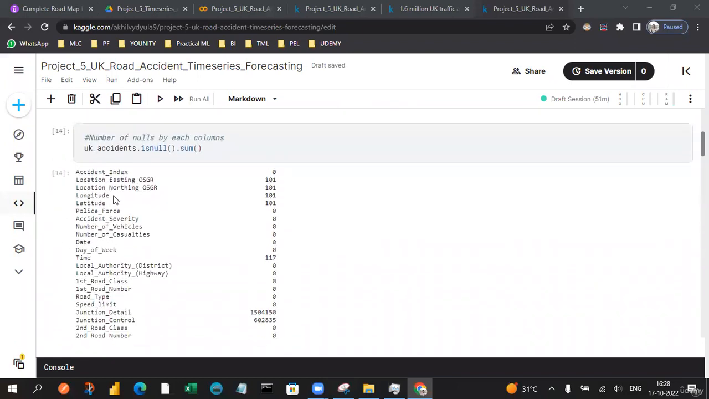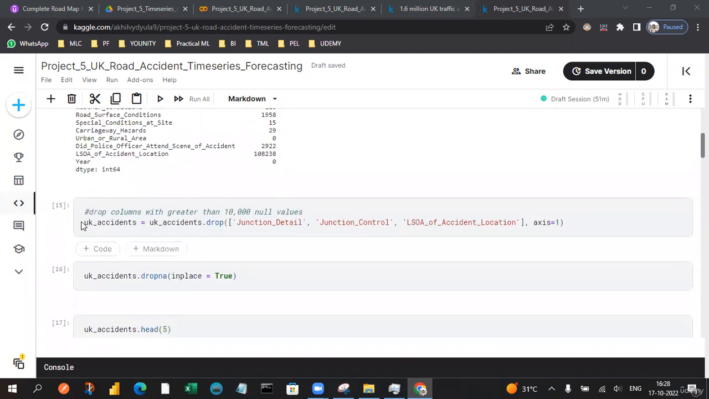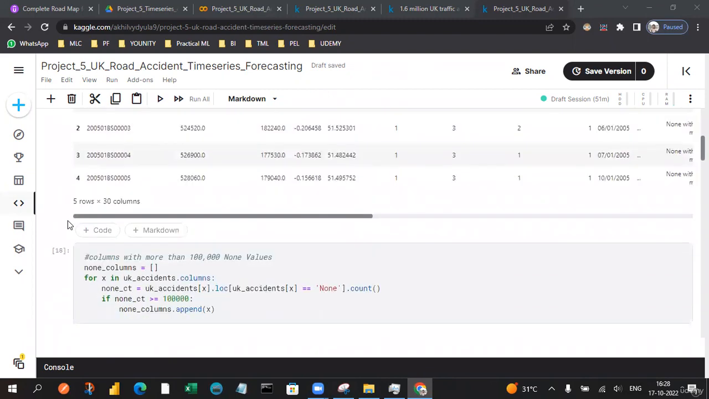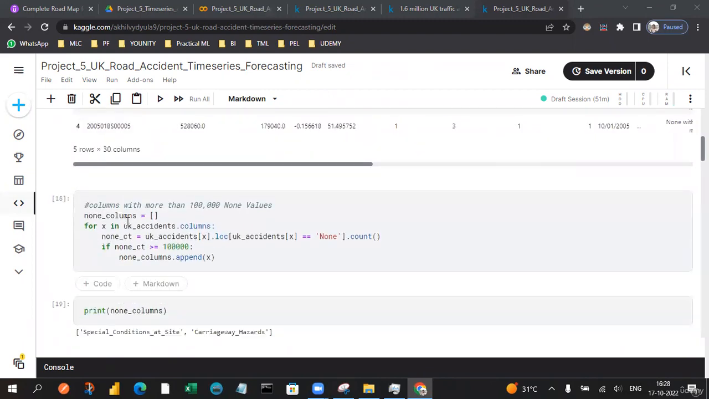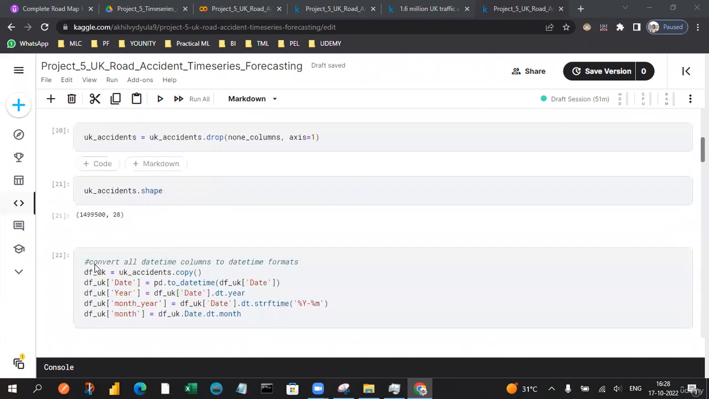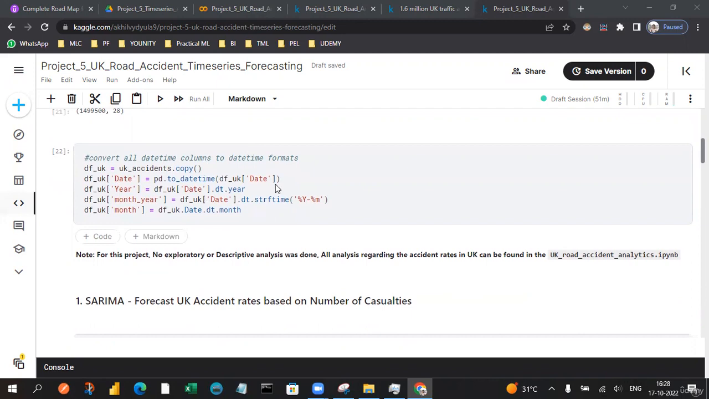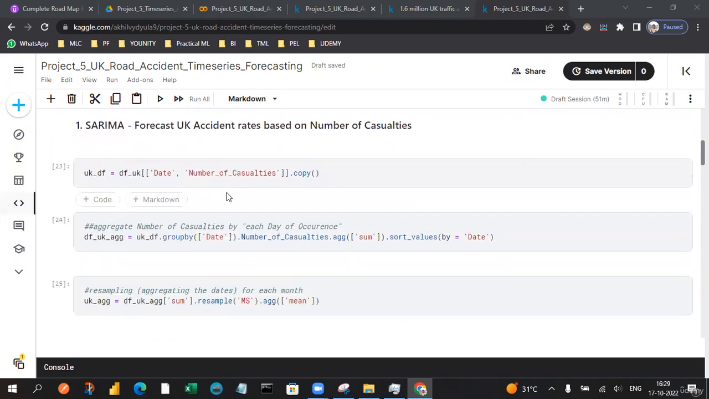As we already saw, there are a few missing values, so let's also handle those missing values. Columns having more than 10,000 null values, and those with more than 1 lakh records missing, we need to tune by using none values, and we can also drop them. We can also convert the date fields to extract the date, year, and month, so that we eventually get some descriptive analysis, which we already saw in those videos.